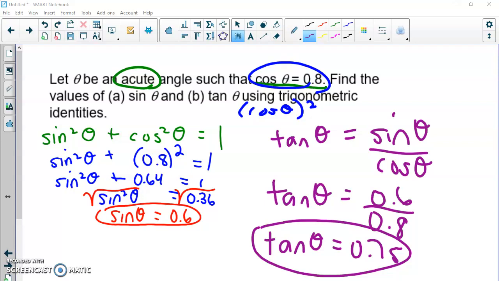So we just found sine theta and tangent of theta based on the identities.